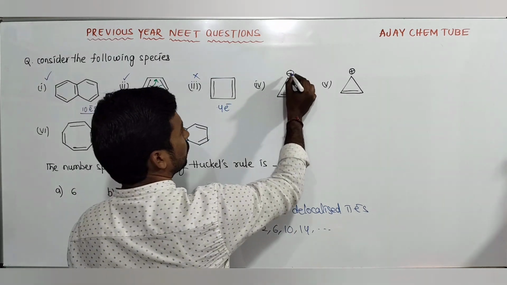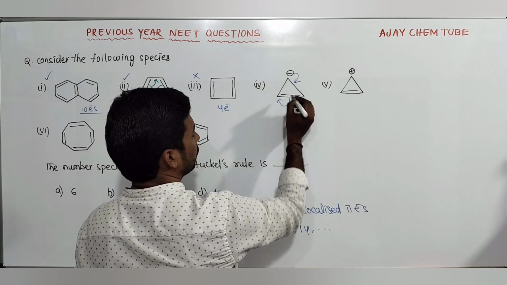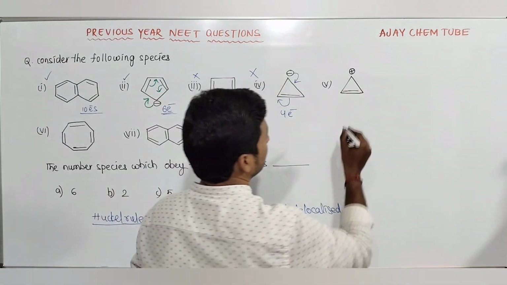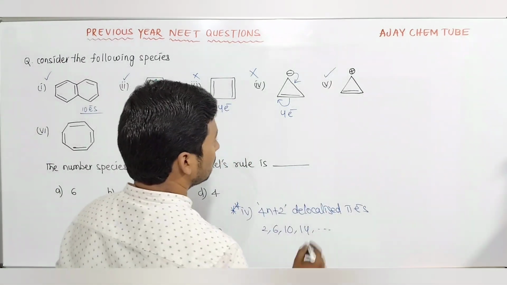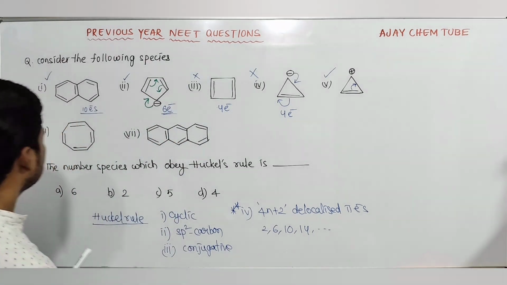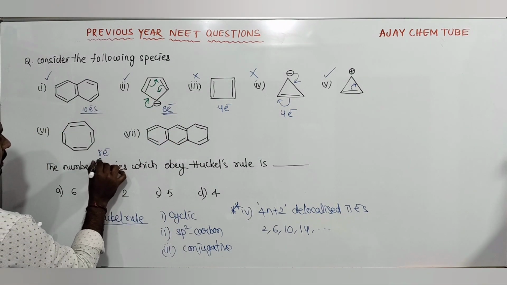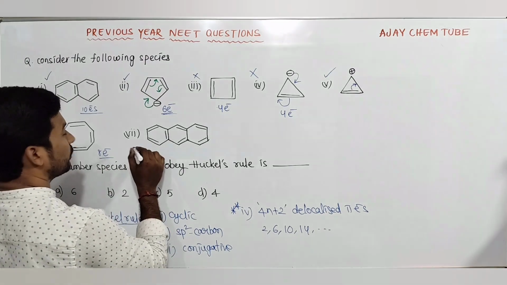So here 2 plus 2, 4 electrons. 4 electrons means it is not following Huckel number. Here 2 electrons means following Huckel number. Here pi bond shift takes place like this. Next, here 1 2 3 4, 4 twos are 8 electrons. 8 is not a Huckel number, anti-aromatic compound, not aromatic, not following Huckel rule.